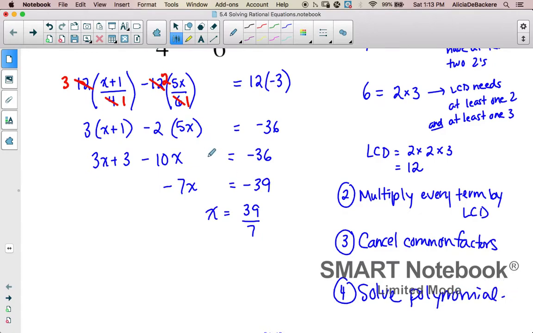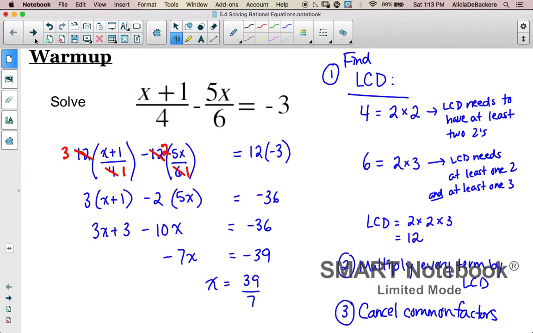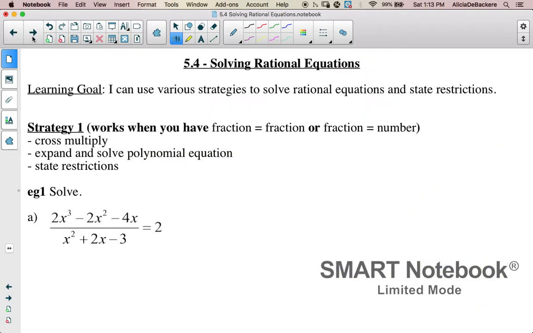All right, so there's our warm-up. That's a grade 9 question because it had just numbers in the denominators. Now we're going to ramp it up, put some algebra all the way through.